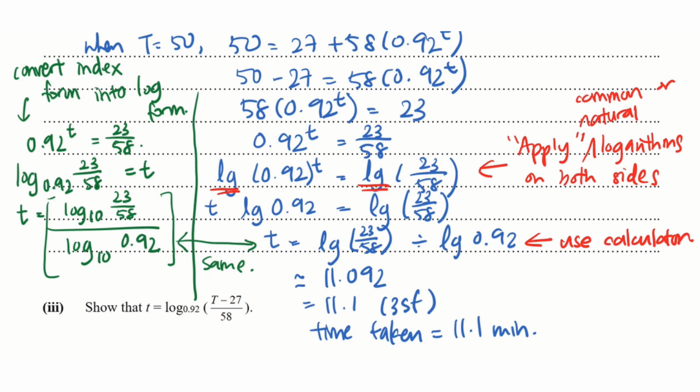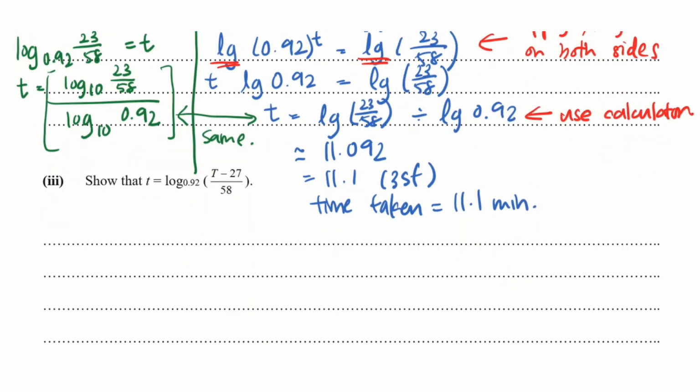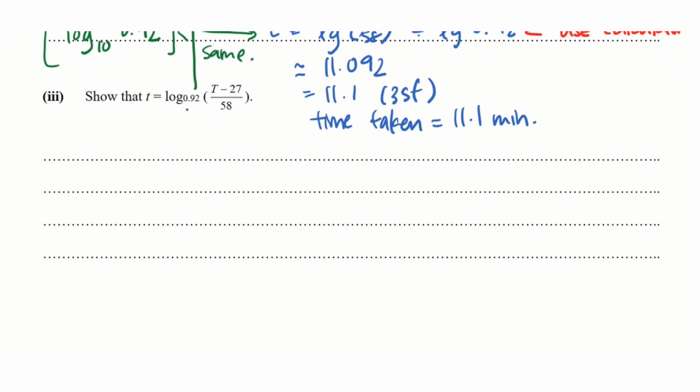Moving on to part 3. We want to show that t is equal to log base 0.92 of, or rather, let me correct myself, it will be log with base 0.92 of bracket T minus 27 over 58. We want to achieve this, and the only way that we can achieve this is to make use of what we were given earlier, which is this formula.